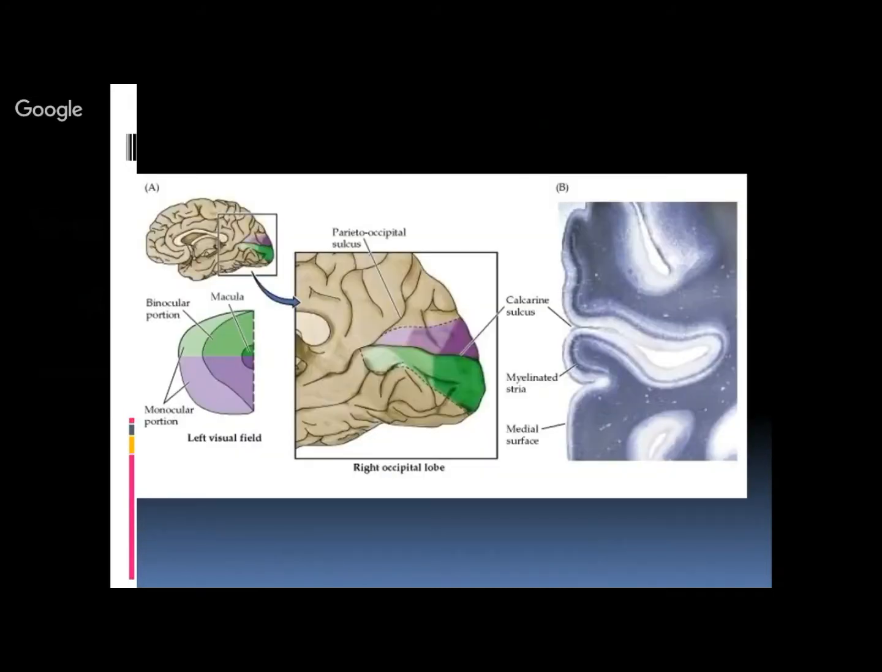This is the calcarine cortex, and there are a couple of components to this. The macula is right in the middle. You've got a binocular portion, which is where you have this gradation and mixing of signals, and then exterior to that, towards the back, is where it's more monocular, and that's where your vision is not as well defined.